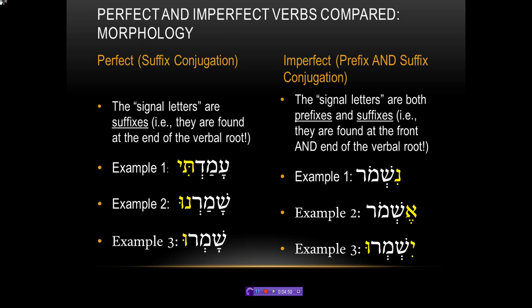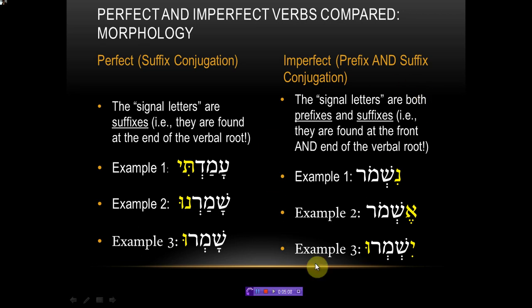And so, but the point here is that the perfect conjugation takes suffixes. It has things added to the end of the verbal root in order to inflect them, or in order to make it clear who or what the subject of the verb is.